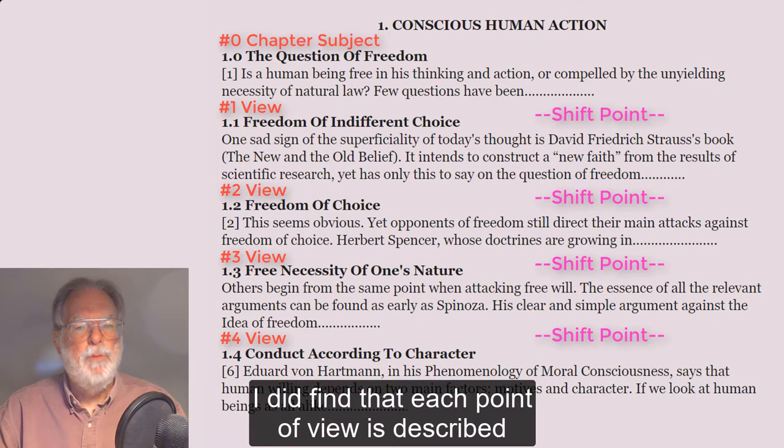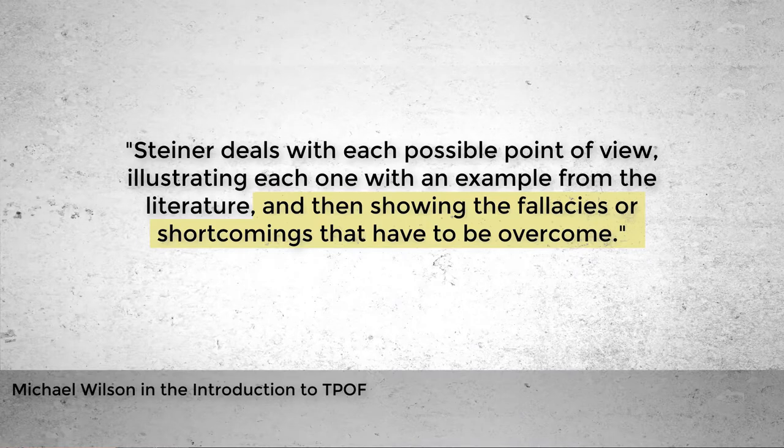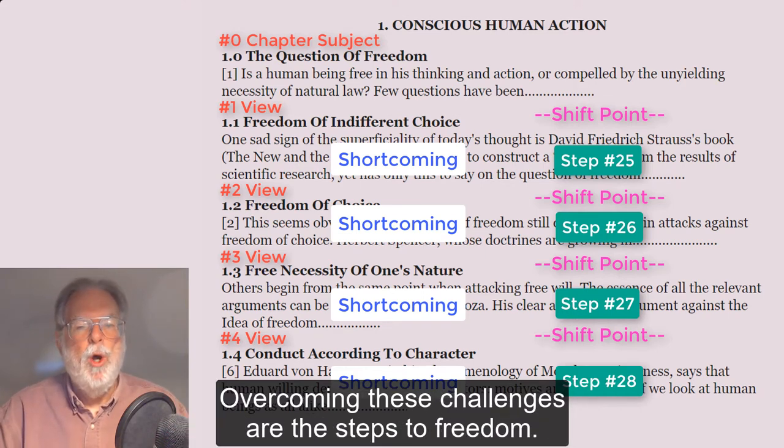I did find that each point of view is described, then its shortcoming is shown that must be overcome on the path to freedom. Steiner deals with each possible point of view, illustrating each one with an example from the literature, and then showing the fallacies or shortcomings that have to be overcome. Each viewpoint is a step that holds a challenge in the quest for freedom. Overcoming these challenges are the steps to freedom.